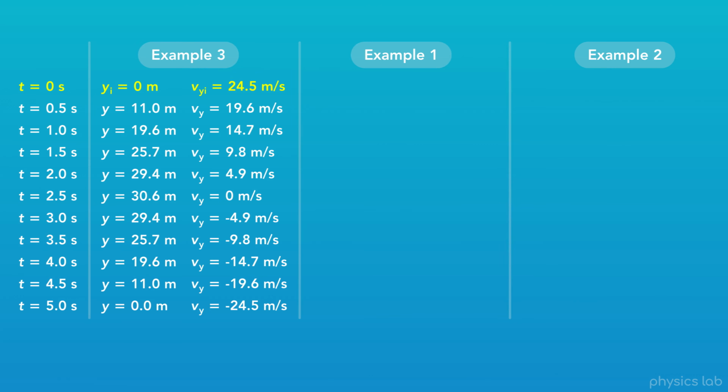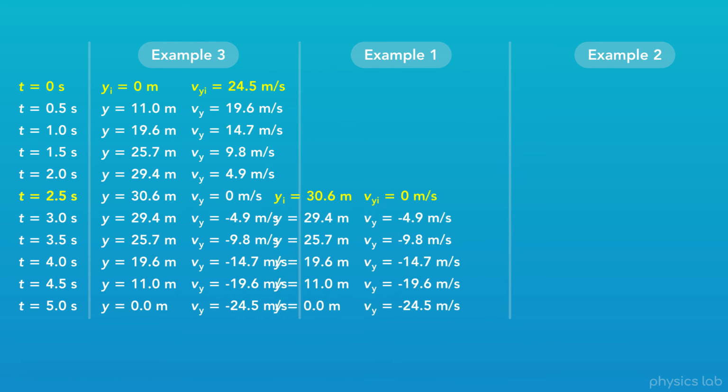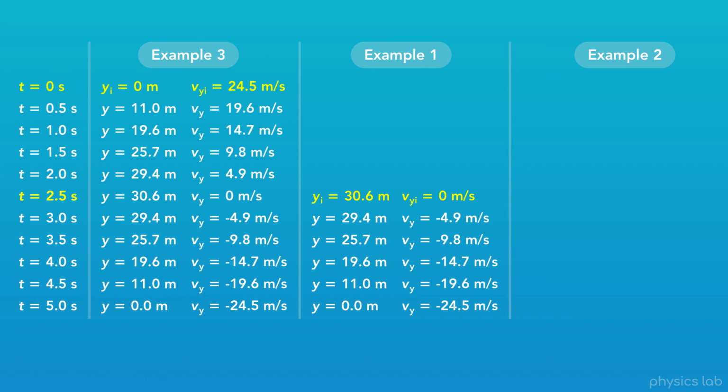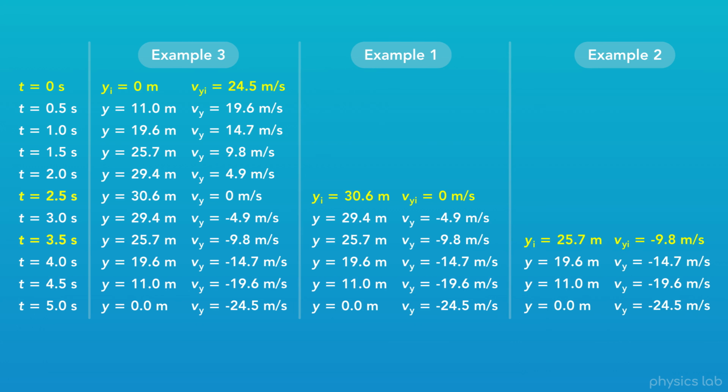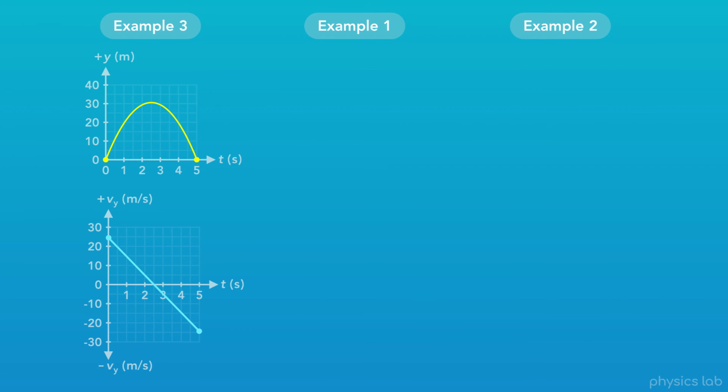Here's the position and the velocity of the ball at each time point for example 3. Example 1 starts at 2.5 seconds, or halfway through example 3. And example 2 starts at 3.5 seconds, or 1 second after the maximum height. We can also look at the graphs. Here's the position and velocity graphs for example 3.